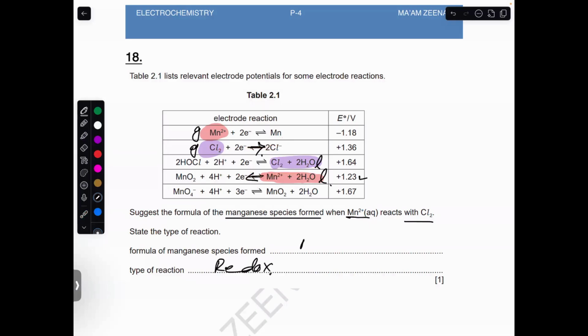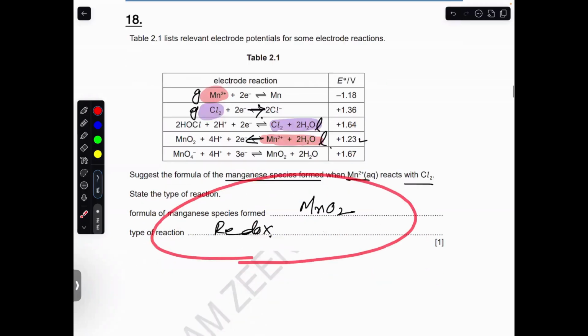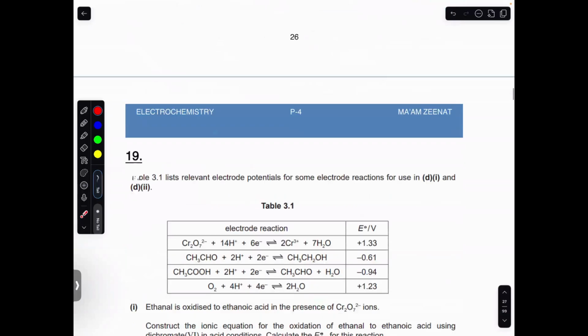And Mn will make what? MnO2. Perfect. So it will gain and it will lose. We can construct the equation, we can do anything, but the question requirement is just this. Another question.